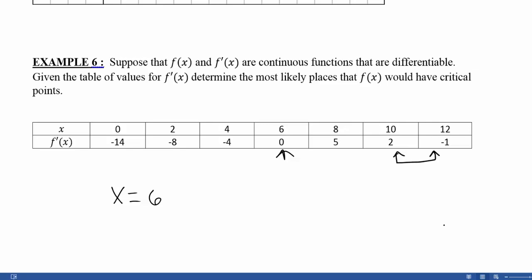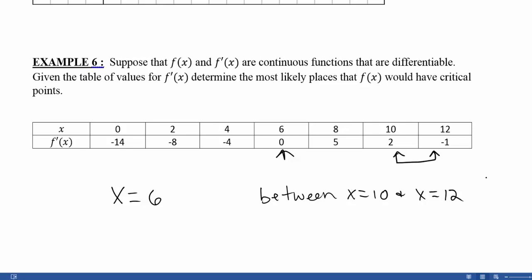It's not as precise as x equals 6, so I'm going to say over here, between x equals 10 and x equals 12. So it could happen at 10.1, it could happen at 11, it could happen at 11.4, but I know that somewhere between 10 and 12, I had to cross through the axis to change signs, so there has to be a critical point in there. So this table has 2 critical points, one at x equals 6 and one between 10 and 12.